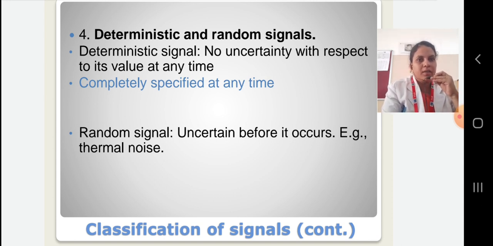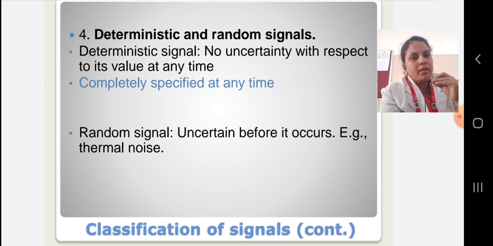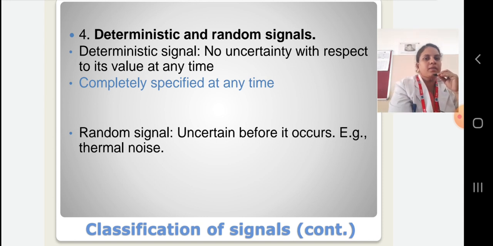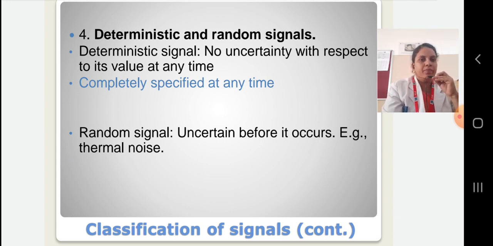Examples of the deterministic signal are y of t equal to sin t, y of t equal to cos t, and y of t equal to t into x of t. So these are all examples of the deterministic signal. It is completely specified by means of the representation. Right. What is a random signal? Random means it is unpredictable. The value cannot be predicted. That means it cannot be represented by means of an equation. That is a random signal. It is uncertain before it occurs. An example of the random signal is thermal noise. So it cannot be predicted. Right.